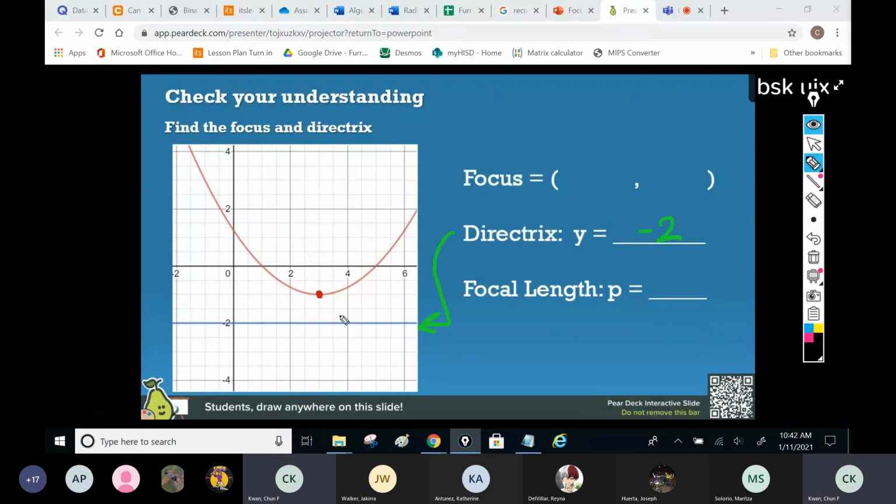And then the focal length. Focal length is from the vertex right here to the directrix right here. So the length right here, this is p equals 1. And the curve is a right side up curve. For a right side up curve, p is going to be positive.